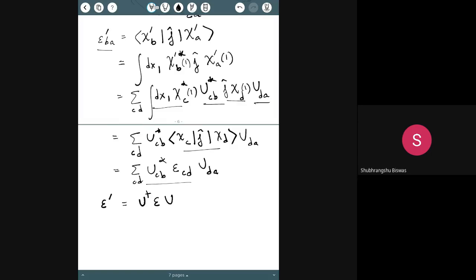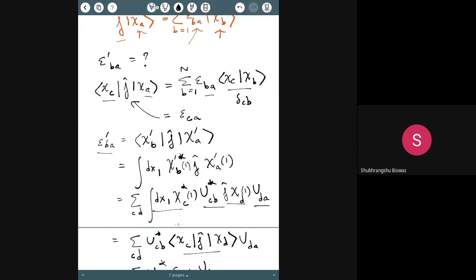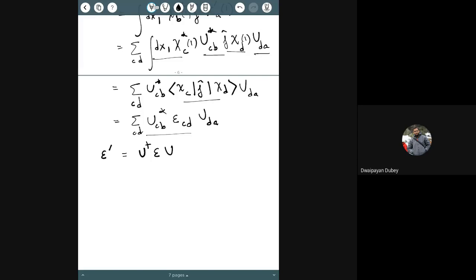Okay, so the epsilon matrix is not invariant to the unitary transformation of orbitals. But that is a good thing because that is what we want. So what we wanted was epsilon prime to be diagonal. That is what we wanted. So now this tells us that we can now choose U such that epsilon prime is diagonal. Okay. So we identify U as the diagonalizing matrix of epsilon. Fine. This is clear.